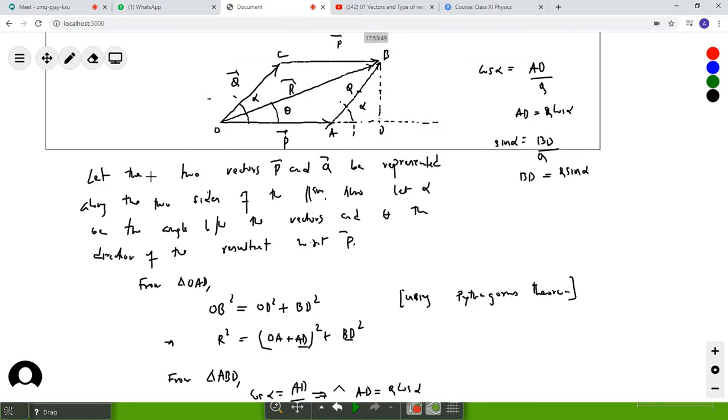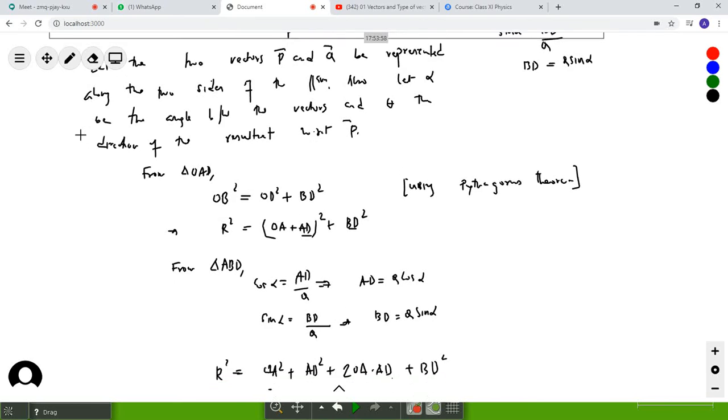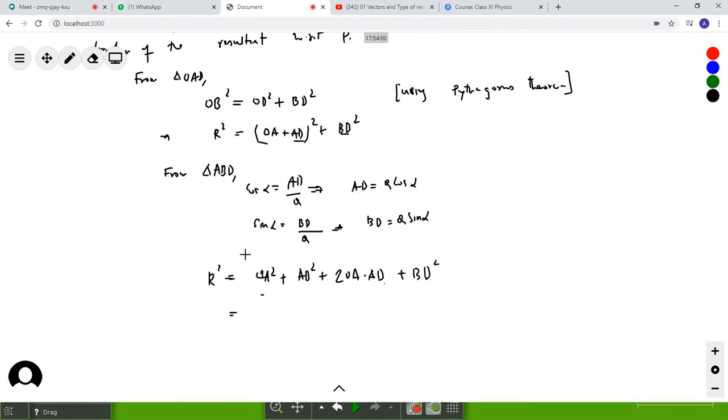Now what is OA and AD? Look at the triangle and tell me. Look at the parallelogram. OA is what? P vector. So OA square is P square. What is AD? Q cos alpha. So Q square cos square alpha, plus 2 OA into AD: OA is P and AD is Q cos alpha. What is BD? Q sin alpha. So this would be Q square sin square alpha.